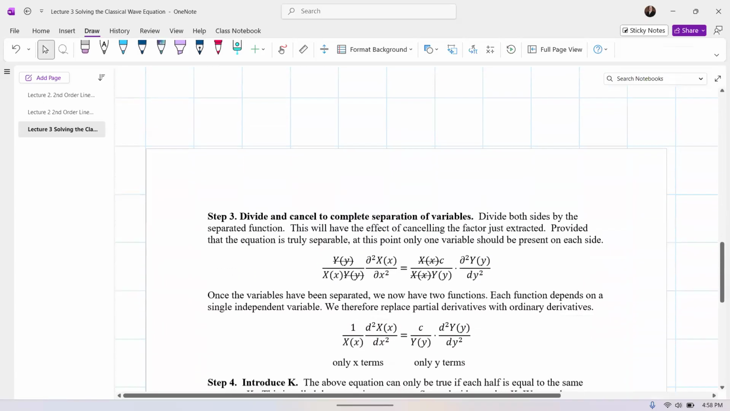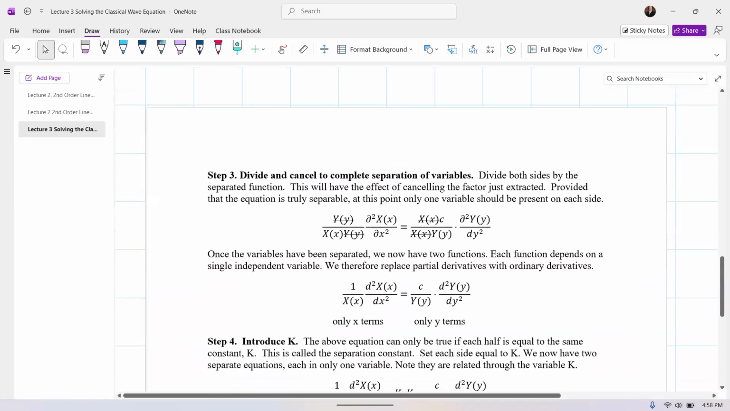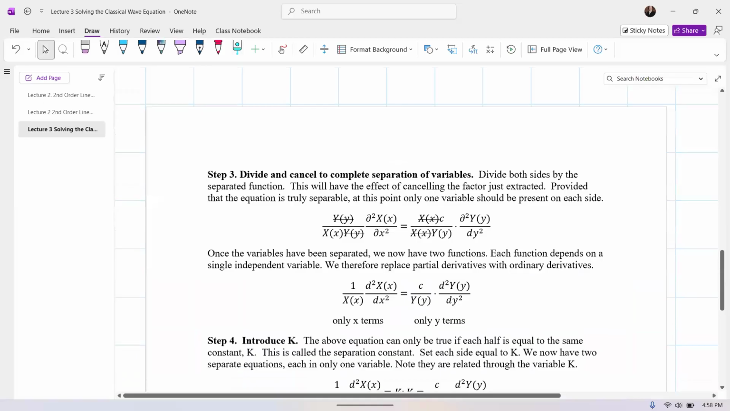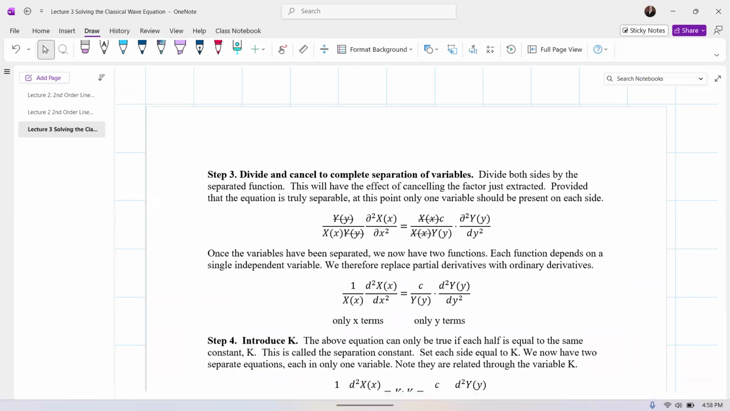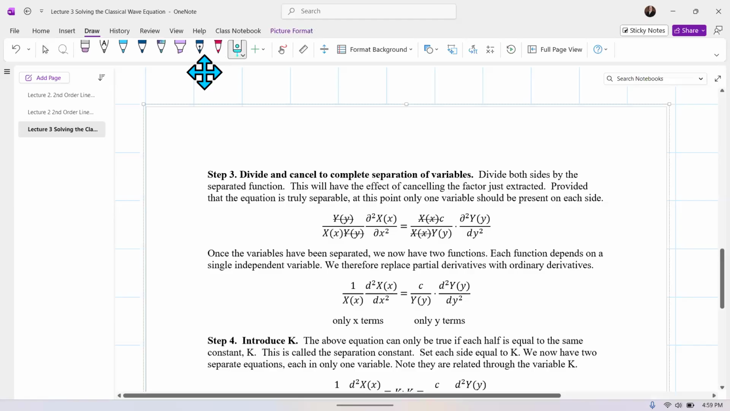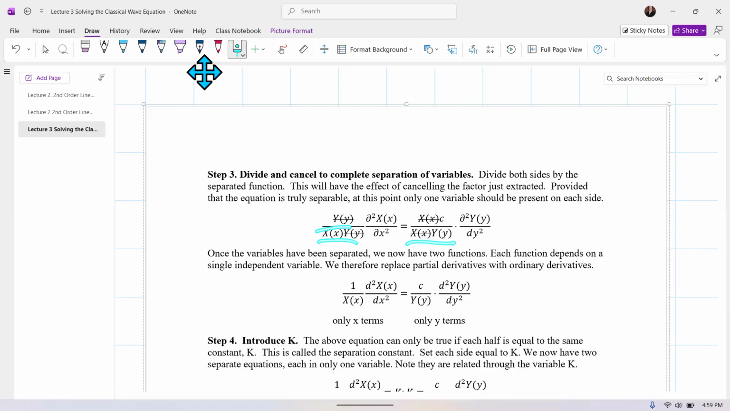So we're going to divide and cancel to complete the separation of the variables. What we do is divide both sides by the separated function. This will have the effect to cancel out the factor just extracted. If you remember your days of algebra, as long as you divide the entire equation, both sides of the equation, by the same thing, then it's okay. So we're going to divide on this side by x of x and y of y, and the same over here, x of x, y of y. But the opposite terms will cancel.